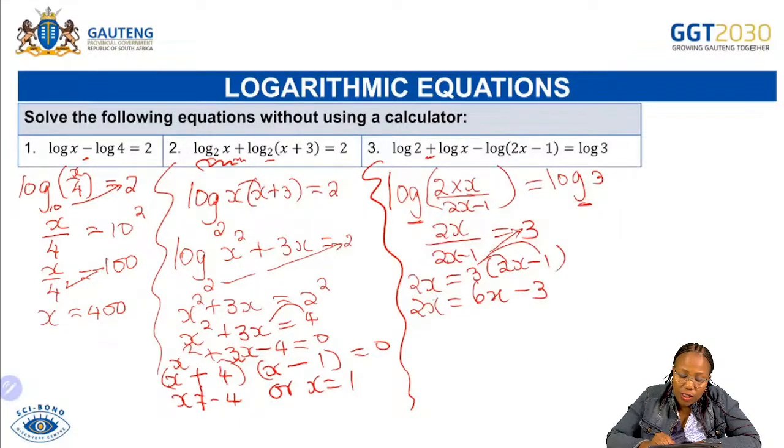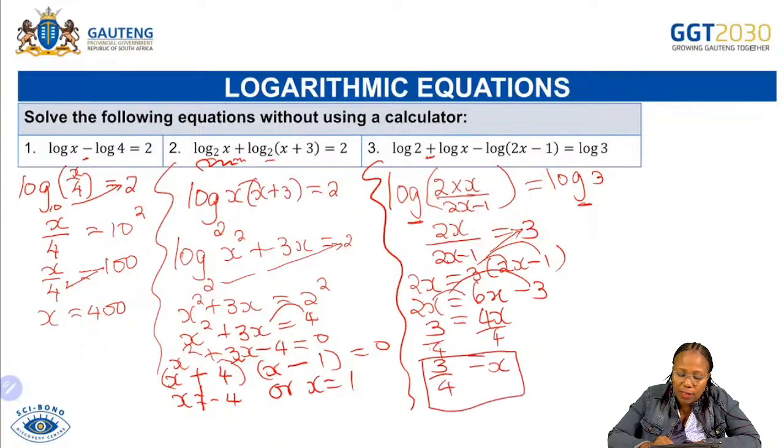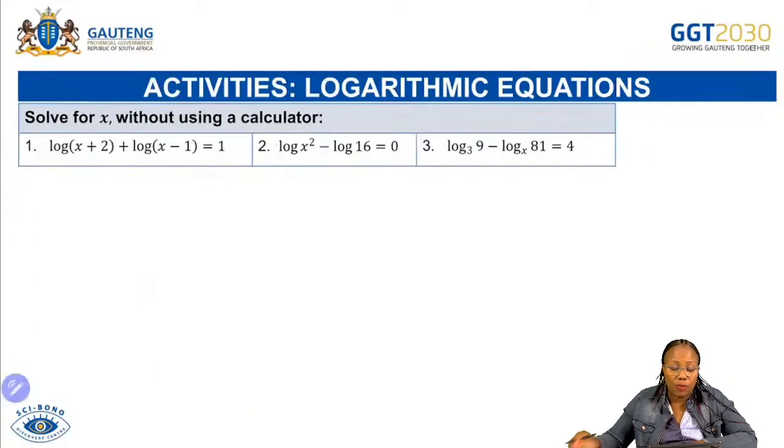And then now we take 2 to this side. It will be 6x minus 2, which is 4x. And then minus 3 to the left-hand side is positive 3. Divide both sides by 4. Therefore, x is equal to what? 3 over 4 is your answer there. So those are the logarithmic equations.